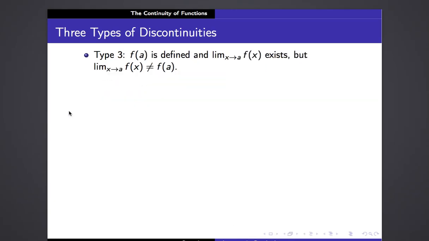Okay, so the last type of discontinuity is the following. The f of a is defined, and also the limit exists when x approaches a, but they do not coincide. Okay, so when that happens, the function also fails to be continuous at x equals a.